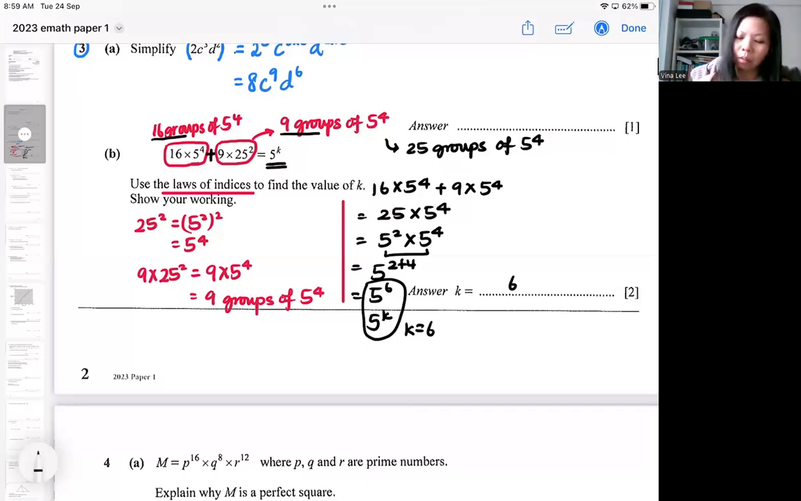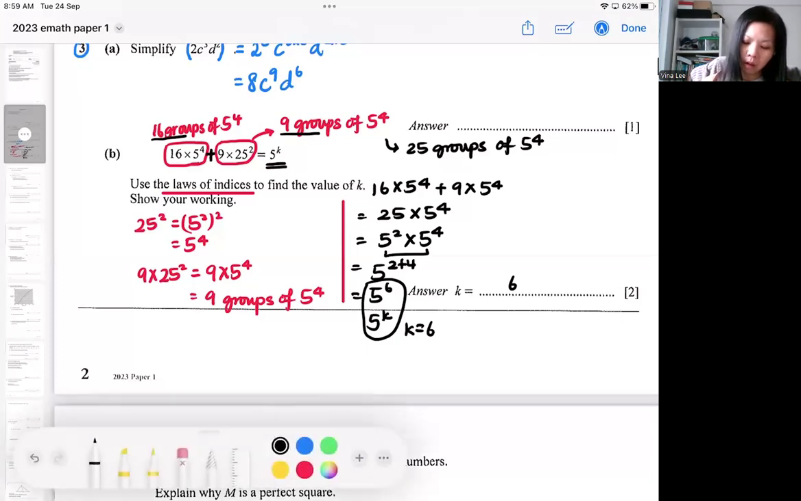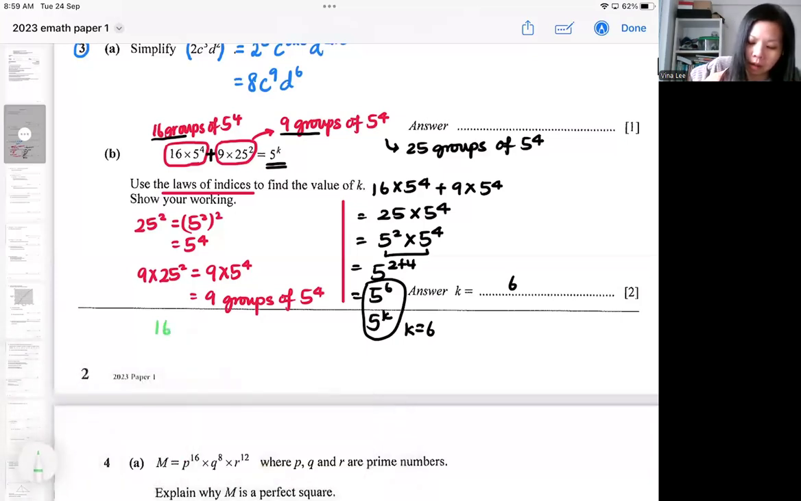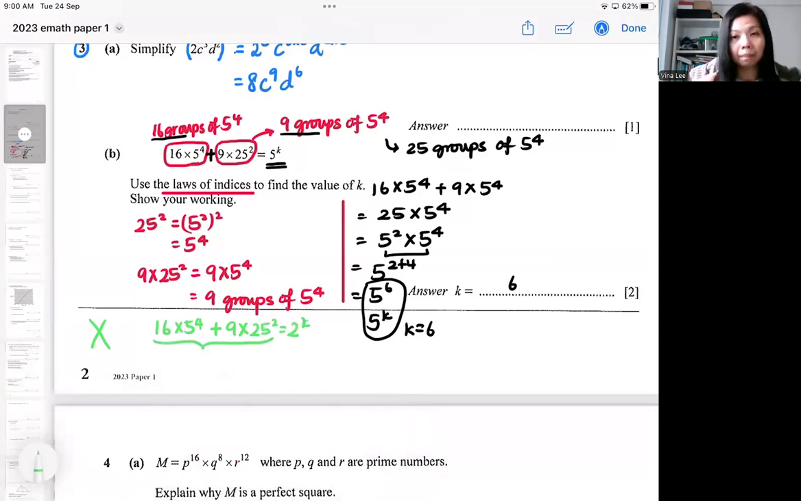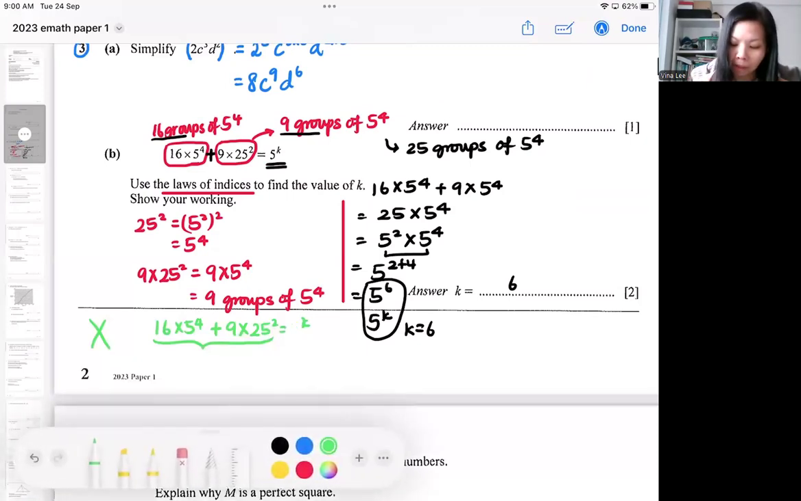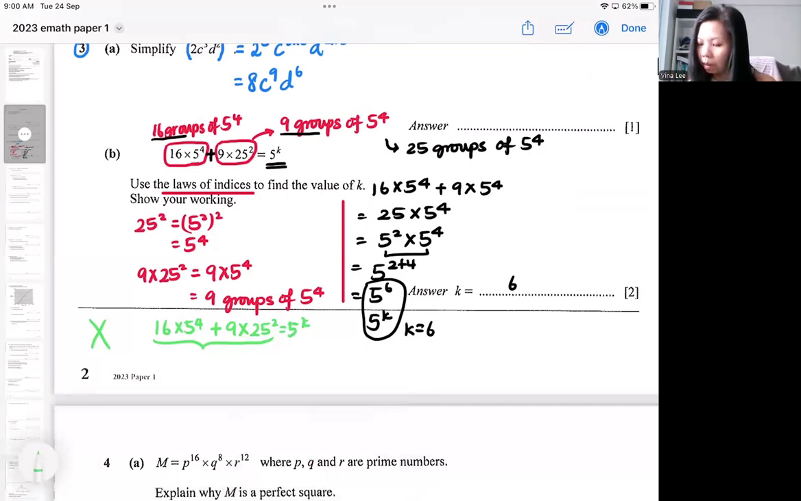So what is not doing it by the law of indices? Not doing it by the law of indices is like this. This is wrong. Some students will just punch the calculator. Sorry, this one should be 5 power k. Some students will just punch the calculator and do it this way.